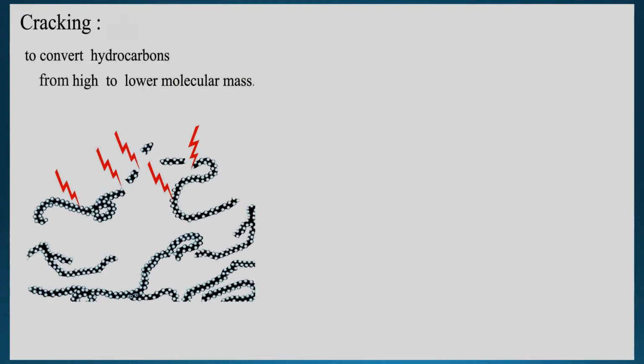Cracking is to convert this long hydrocarbon from a high molecular mass to a lower molecular mass. What is high molecular mass? These long chains are high molecular mass, and the shorter chains are lower molecular mass. Cracking is to cut it into shorter pieces so that you can use it for petrol. And now we talk about the methods.